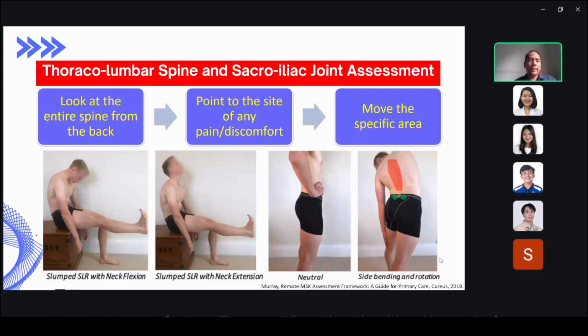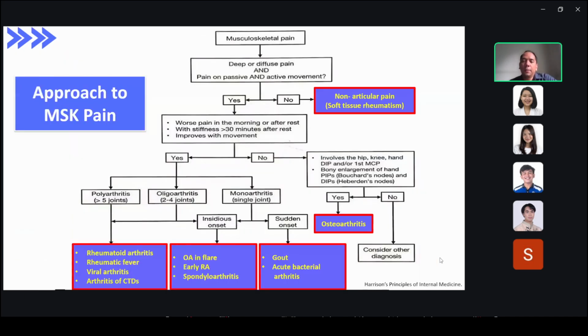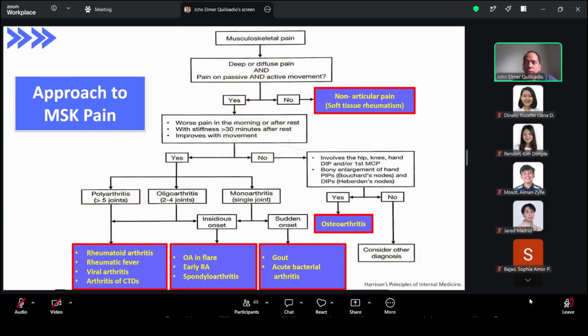Okay, after hearing the history and performing the physical examination, let's now try to dig into our differential diagnosis, okay? Especially how to approach these patients complaining of MSK pain, because all of them are complaining of musculoskeletal pain in the neck, shoulder, and back. So how do we narrow down to our diagnosis, because we are entertaining a lot of medical conditions, and we are also thinking of other possible etiologies of their pain.